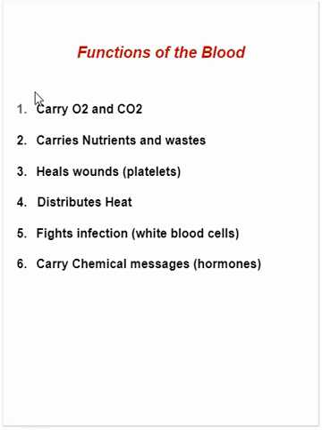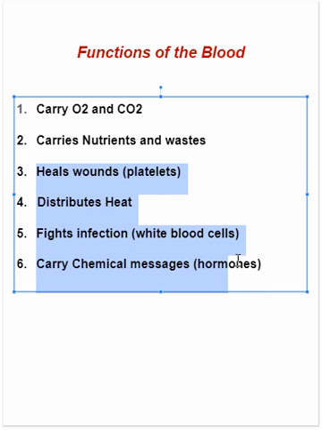So here is a slide that summarizes all of the activities of the blood. These are all the important functions that the blood does for your body. It carries oxygen and carbon dioxide. So oxygen's going to the cells, carbon dioxide has to be removed. It carries nutrients and wastes, nutrients going towards, waste coming away. But we're going to talk about these other ones in a little more detail in just a moment.